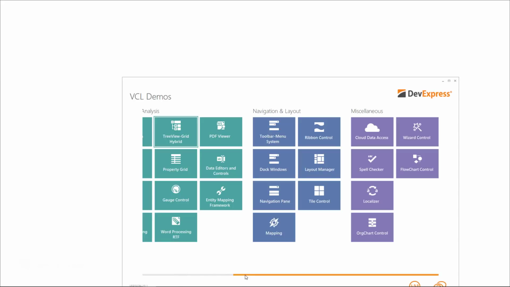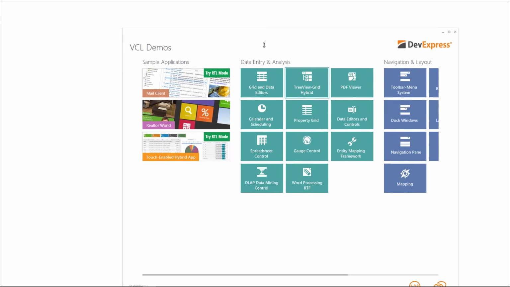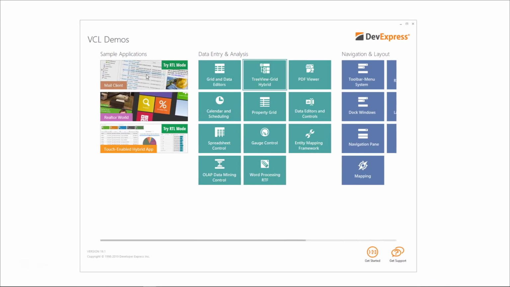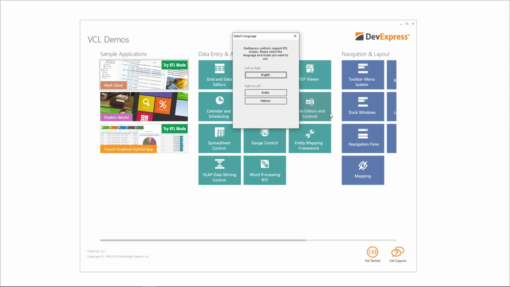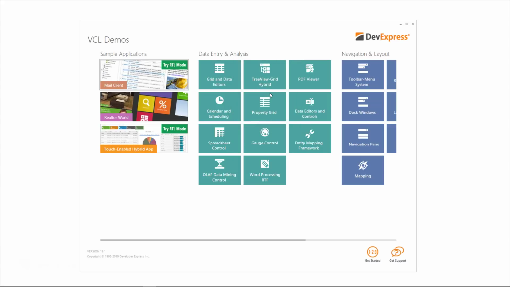So here's the VCL demo center, and all I'm going to do here is run the mail client. The reason I'm running it live is because the very first thing that the mail client produces now is this dialog to say, which language do you want to use? You can either use English, or you can select right to left support. Normally I would go for my normal language, English, but in this case, we're going to select, say, Arabic.